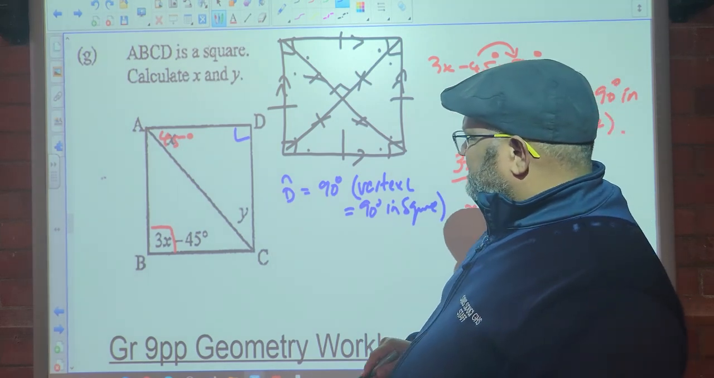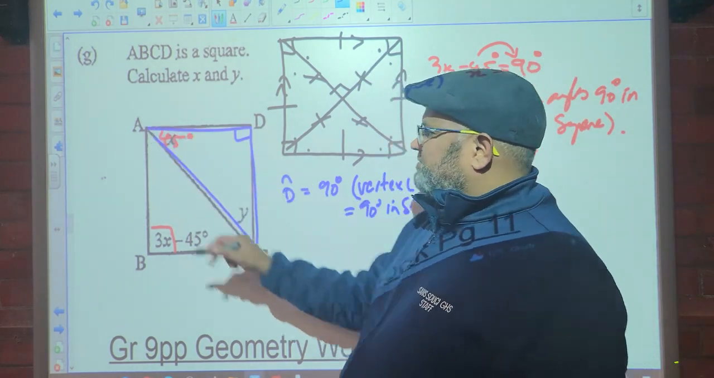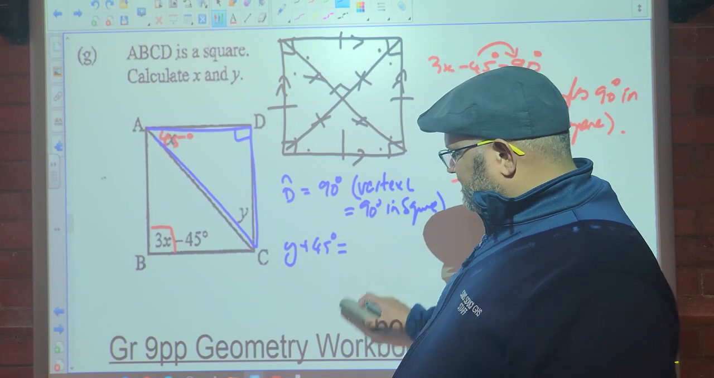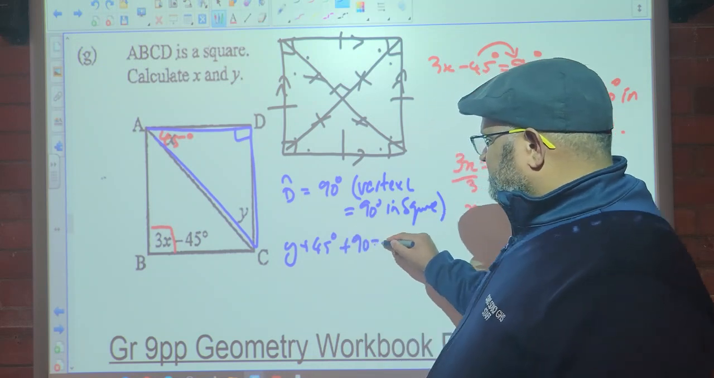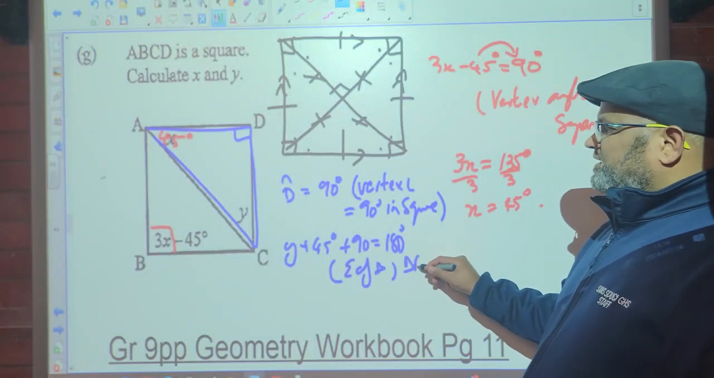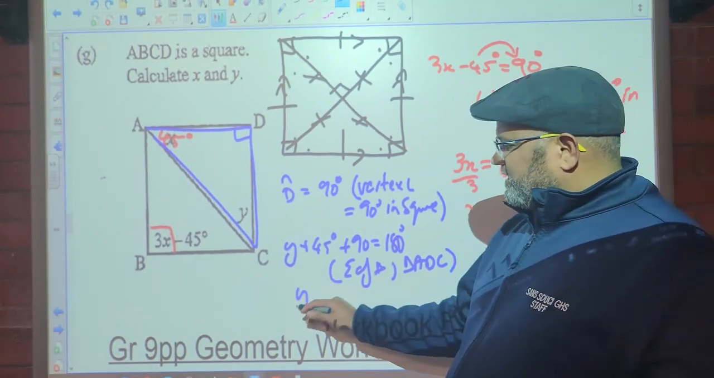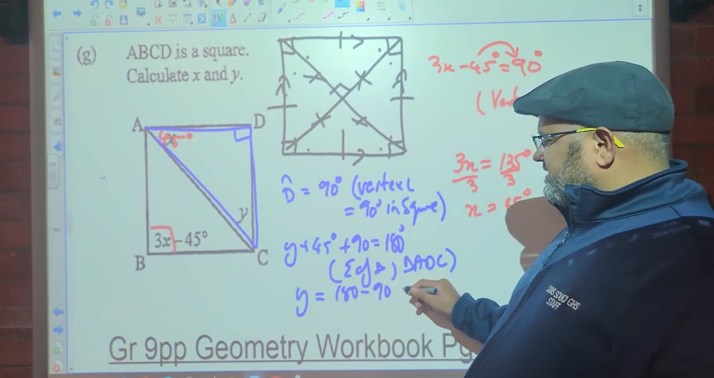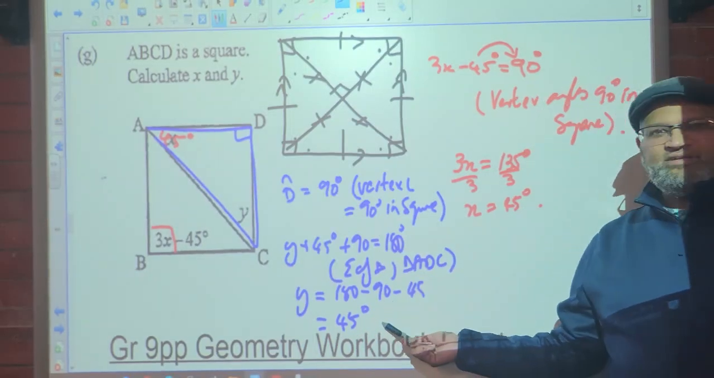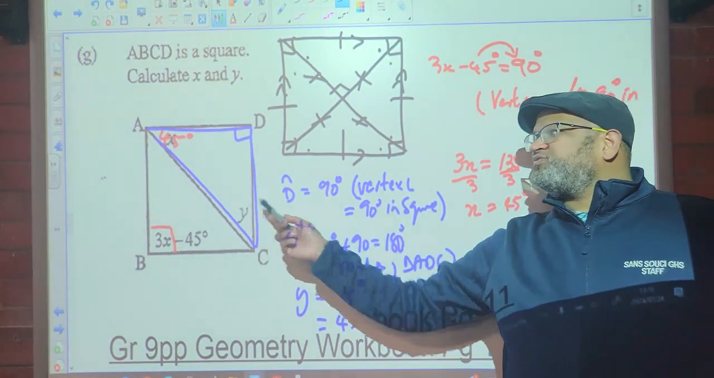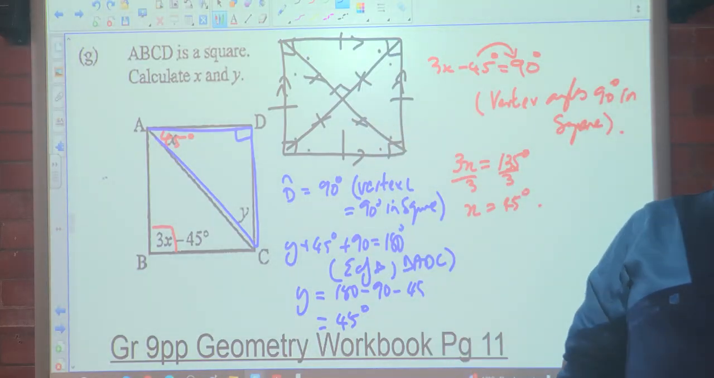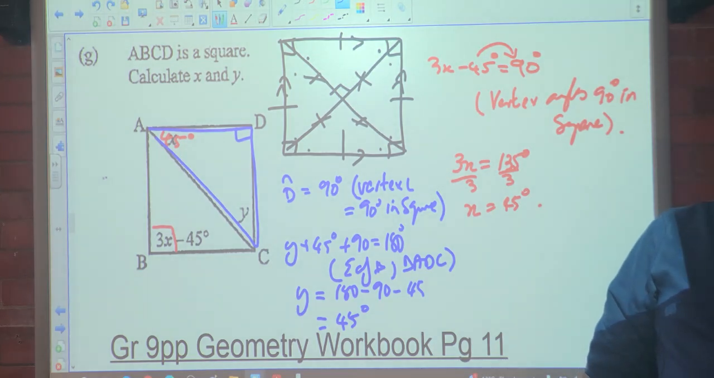Okay. And now I can go with the sum in triangles. So y plus 45 plus 90 equals 180. Why? Sum in triangles, and this is triangle ADC. So y is equal to 180 minus 90, which is 90, minus 45 is 45 degrees. Now you see all this calculation I did here? I could have just said y is 45 degrees. Why? Because the diagonals bisect the vertex angle. That would have gotten me all the marks either way. Okay?